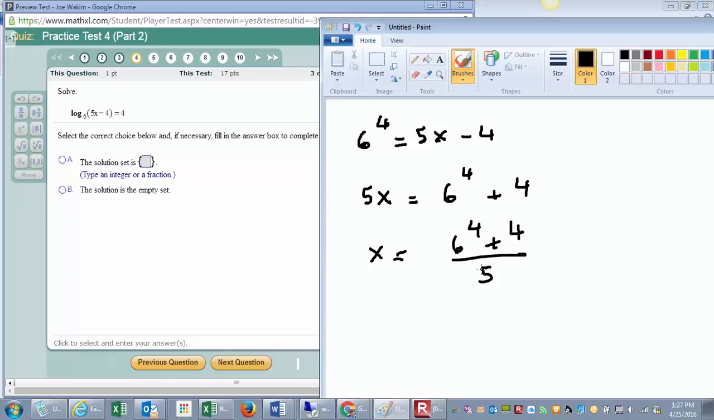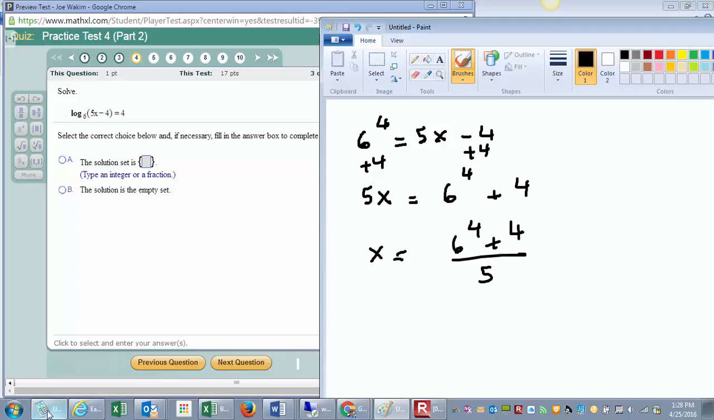over 5. Okay? So again, to change log to exponential, 6 to the power 4 equals 5x minus 4. And then we add 4 to both sides. So you have 5x is 6 to the power 4 plus 4. Then divide both sides by 5.